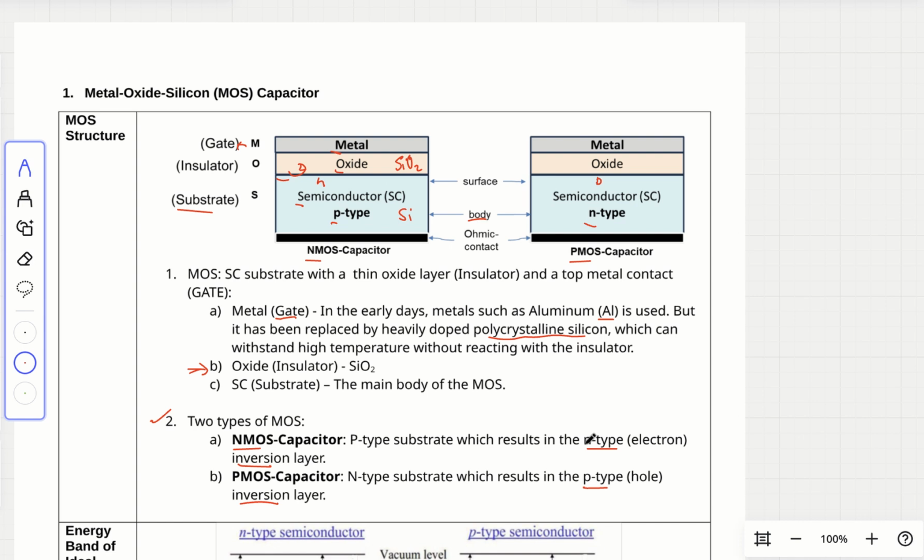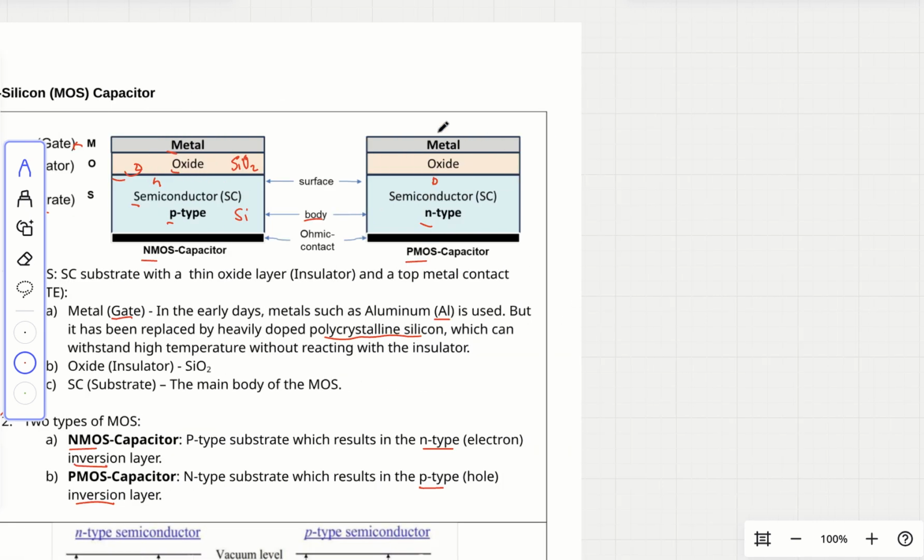So what an inversion layer is, we'll learn later. Okay, for now what's important is just to notice that in the NMOS capacitor, the substrate is P type, and in PMOS the substrate is N type.